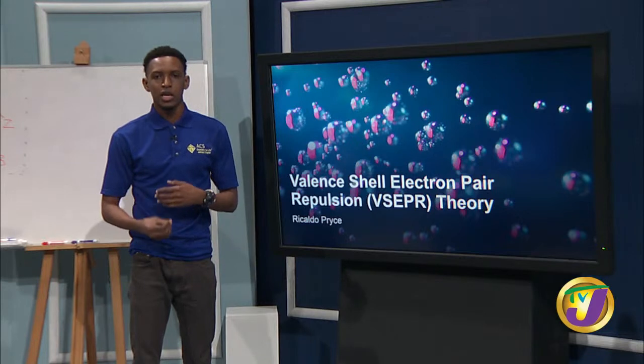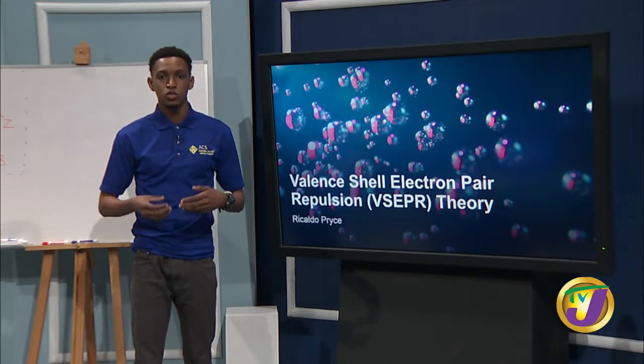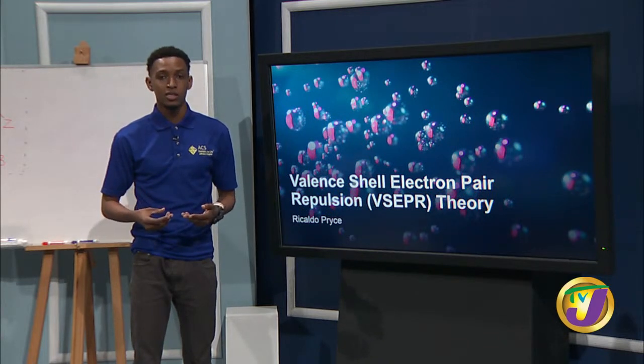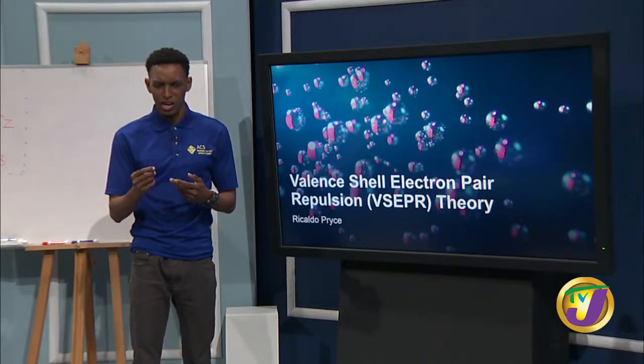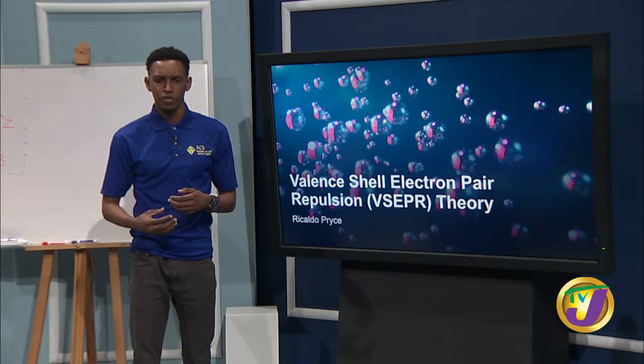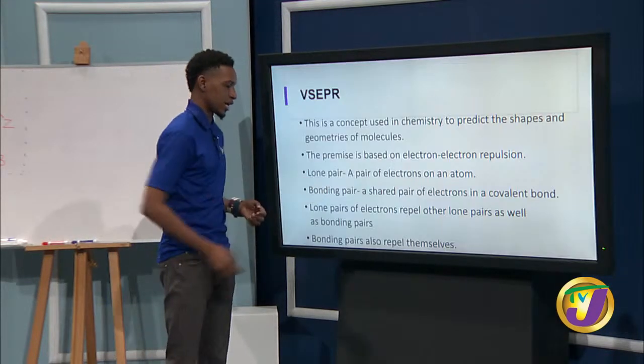So let's take a look at VSEPR theory. For this section of the lesson, you will need to get your pens and your pencils and write down the steps in predicting the shape. You might not understand while writing down the steps, but we'll work a few examples and it will become a bit clearer for you.